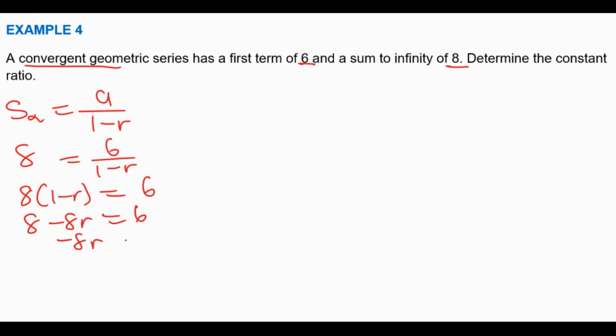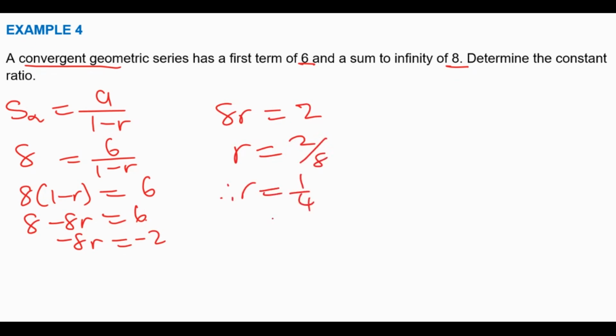Negative 8r is equal to -2, since 6 minus 8 is -2. So 8r is equal to 2. R is equal to 2 over 8. Therefore, r is equal to 1 over 4. Done.